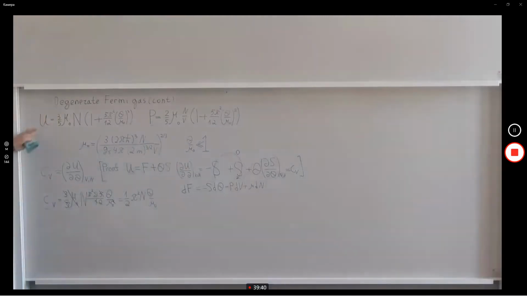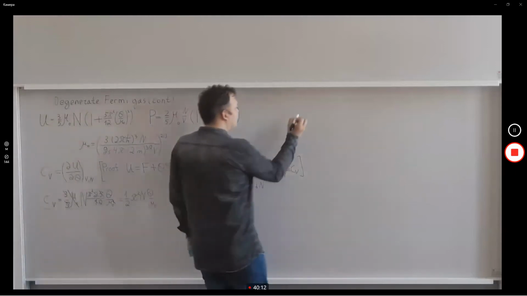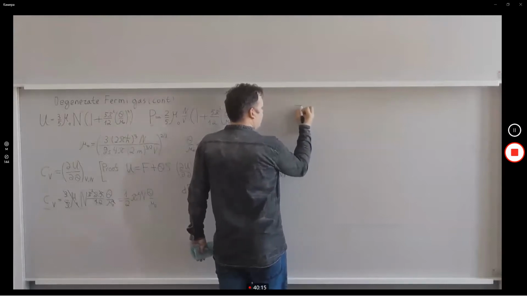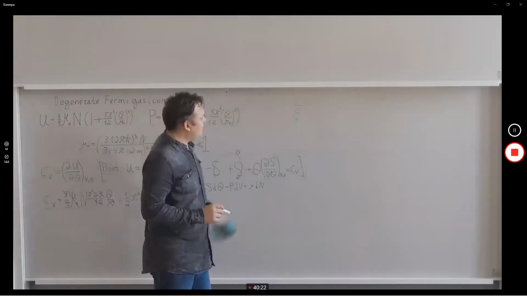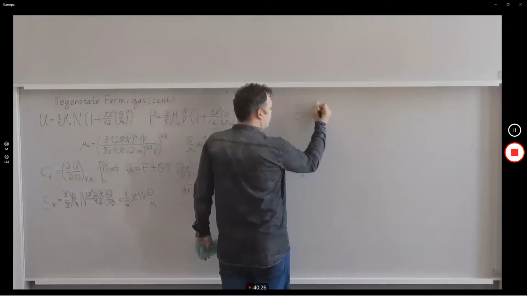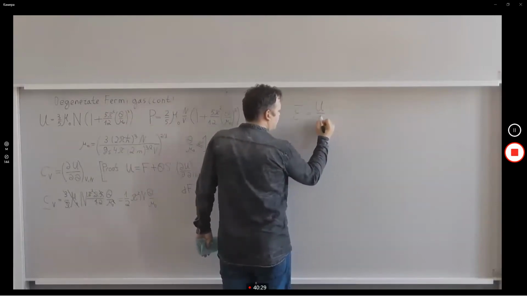The internal energy is an extensive thermodynamic parameter, and it depends on the size of the system. It's not convenient to say internal energy equals something. When we study the properties of the system, a much more convenient parameter is the average energy of a single particle. I denote it epsilon with a bar over it, and it's the internal energy divided by the number of particles.